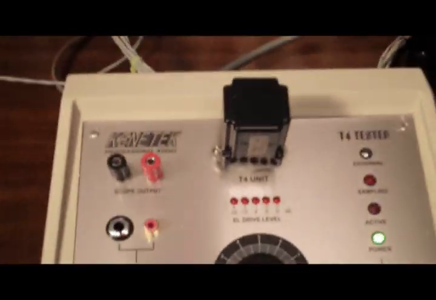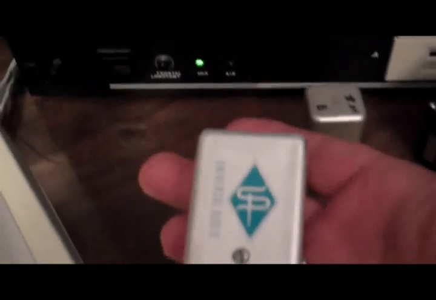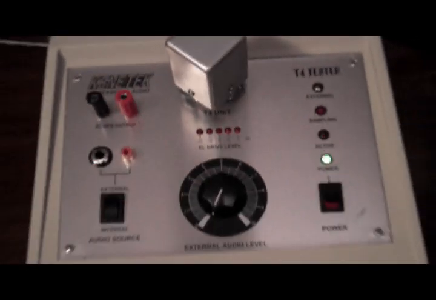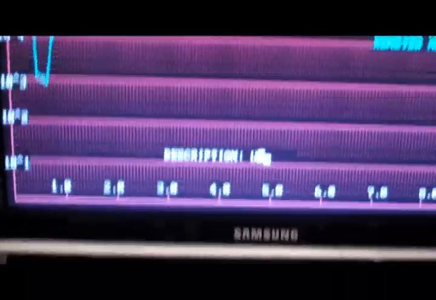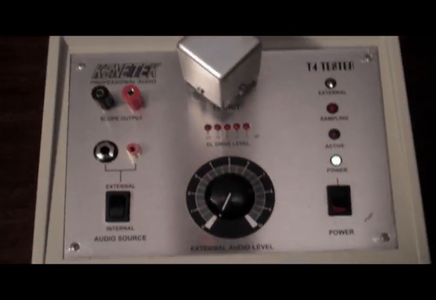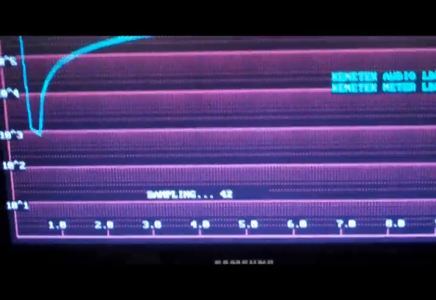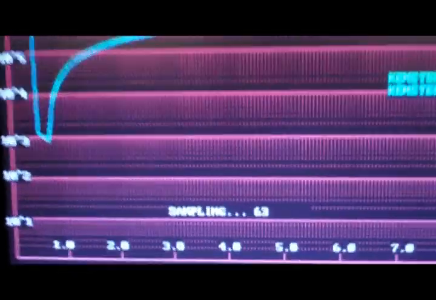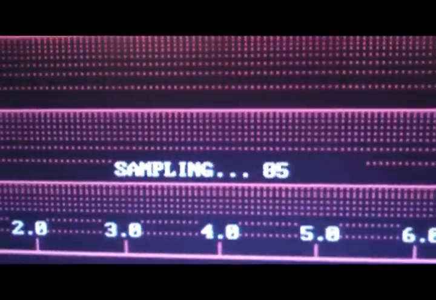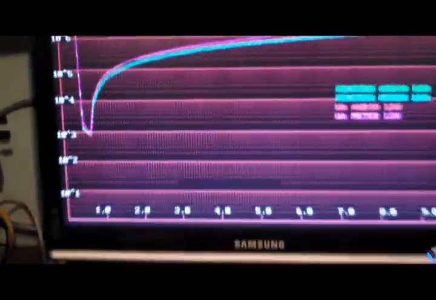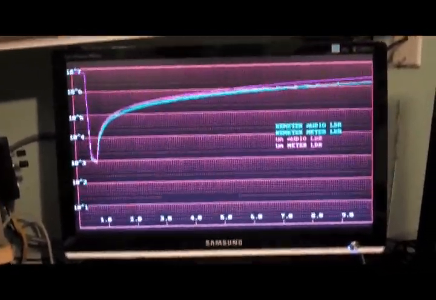So let's now go to the Universal Audio reissue, plug that in. Okay, go over here. This is the UA that we're testing. Samples are counting up. And now we have two curves.